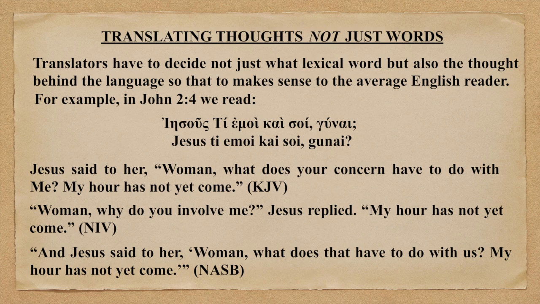The NIV says, "Woman, why do you involve me? Jesus replied, my hour has not yet come." The New American Standard says, "And Jesus said to her, woman, what does this have to do with us? My hour has not yet come." In order for the translation to make sense in English, all translations have, from the context of the passage, fleshed out the full meaning of ti emoi kai soi, gunai.